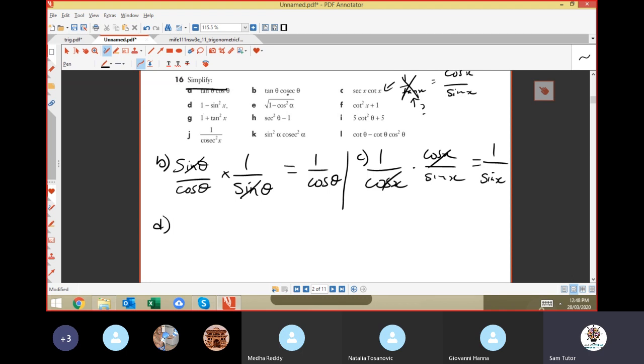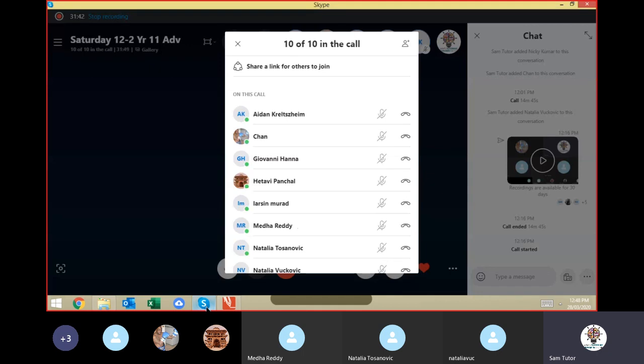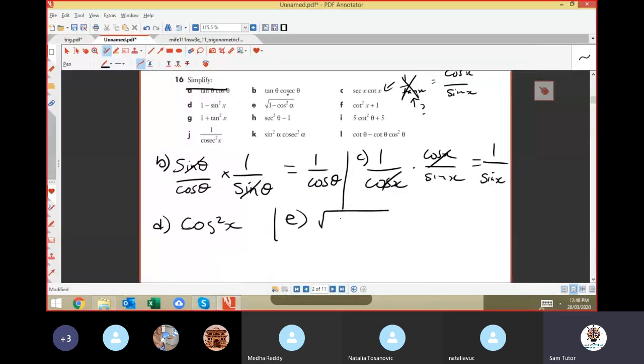D, 1 minus sine squared. Well, 1 minus sine squared is just cos squared theta. If it's theta, you write theta. If it's x, you write x. If it's alpha, you write alpha. Yeah? E, square root. What's the square root of 1 minus cos squared? Well, what's 1 minus cos squared alpha equal to? That becomes sine squared. And then what can I do with the square root and the squared? They cancel out. The answer is just sine alpha.